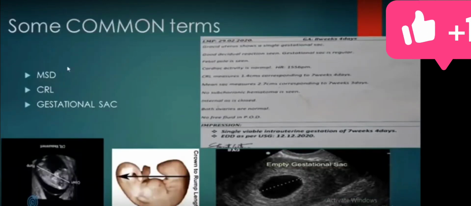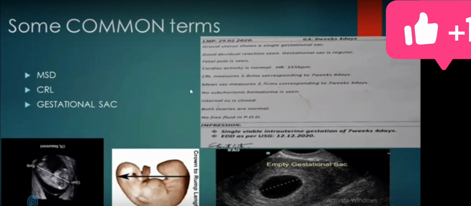So in a first USG, these are some of the common terms we can see. MSD, mean sac diameter. I had already mentioned this is a gestational sac, and I am measuring the diameter. That is the mean sac diameter. If the mean sac diameter is more than 16 millimeter and there is absence of an embryonic pole, it is an empty gestational sac, or a blighted ovum, or anembryonic pregnancy. These are the common terms we are using.